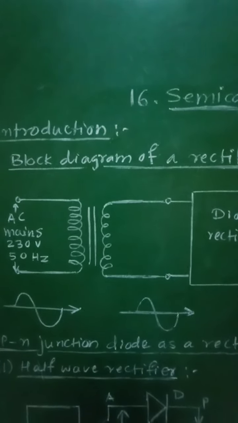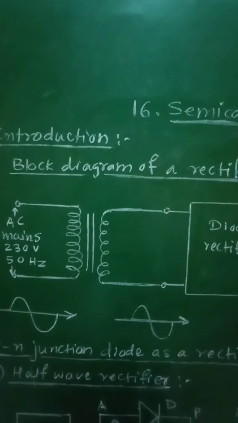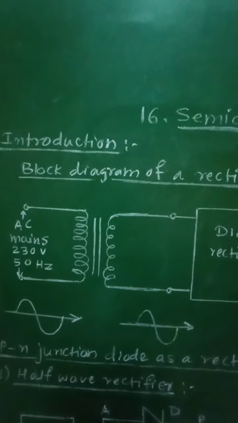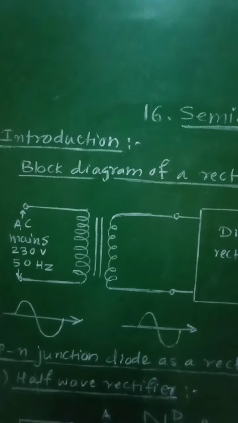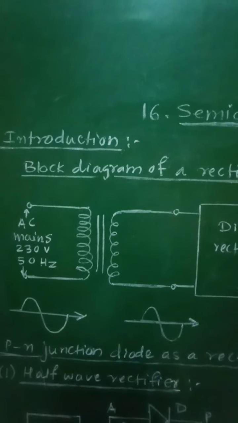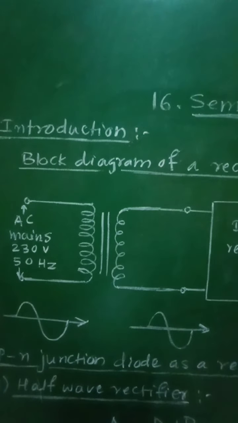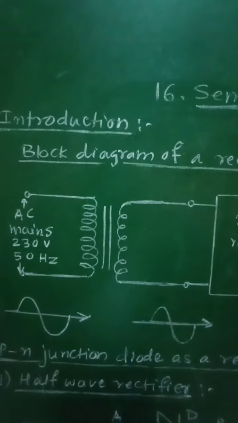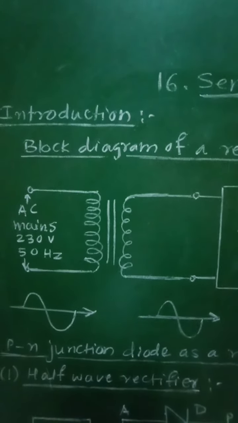As already studied in 11th standard, we know that when a PN junction diode is forward biased, it acts as a closed switch and it conducts current in the diode circuit. On the other hand, when the diode is reverse biased, it will act as an open switch and no current flows through the diode circuit.